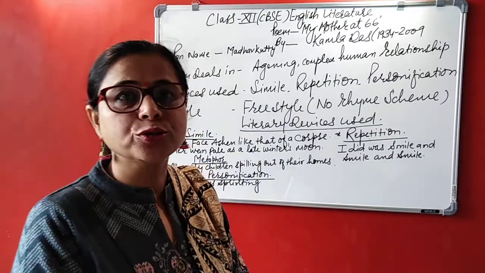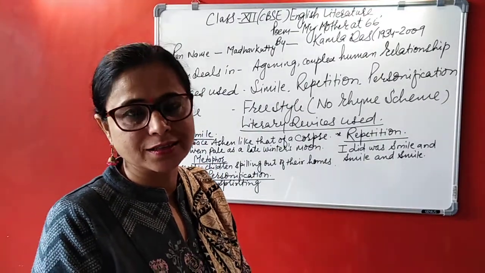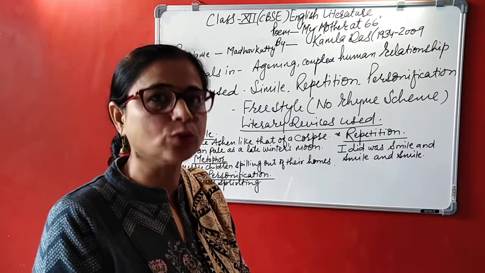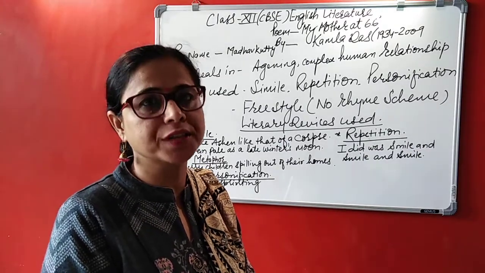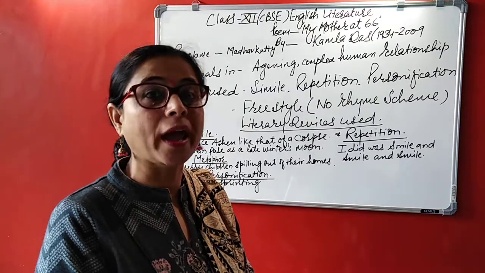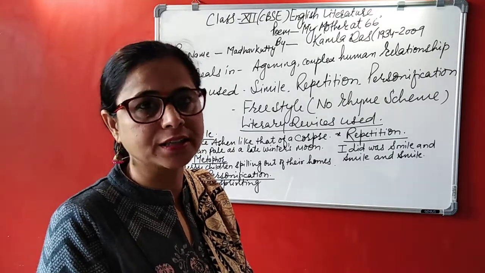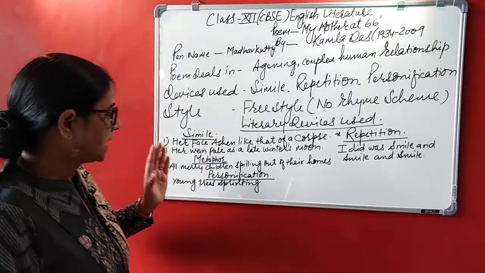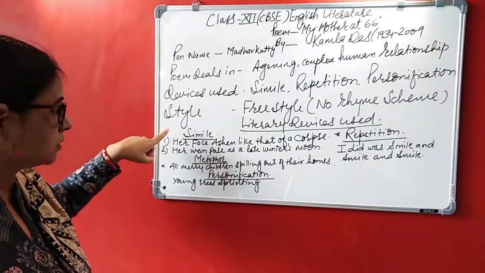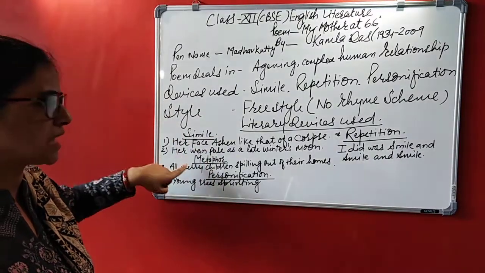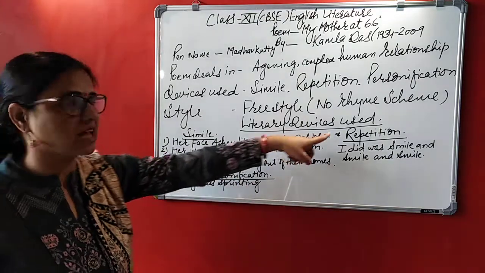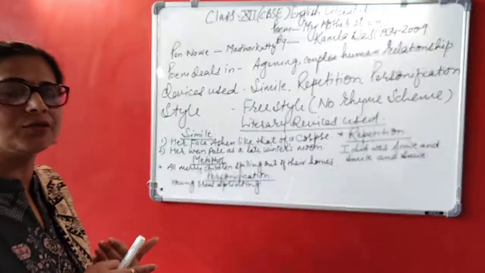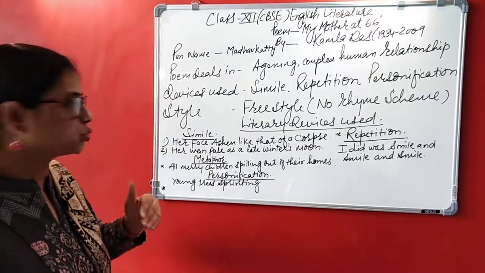So now I'm going to explain the literary devices used in the poem My Mother at 66, because one question on the literary devices comes every year, so you must know which literary device has been used where. As I told you before, simile, metaphor, personification and repetition have been used in this poem. So let's start with simile. Where is simile used?